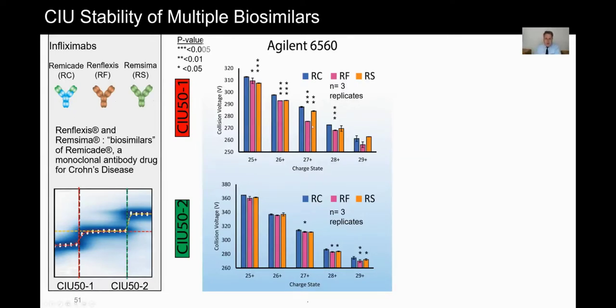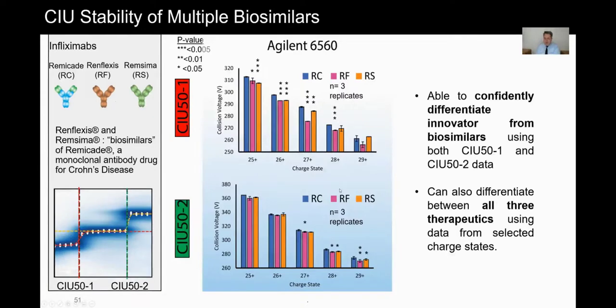And you can see in this case, for example, in the 27 charge state, look at the differences between the innovator and the biosimilars, okay? Particularly between the Renflexis. You can see that right there. So by being able to profile across charge states and combining all of this information together, we can have a very good p-value for being able to distinguish between innovators and biosimilars.